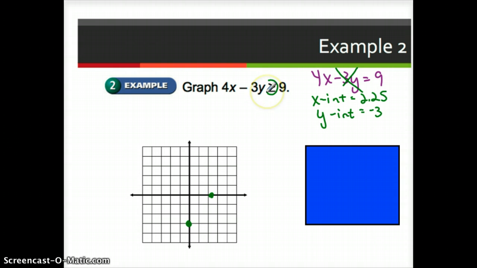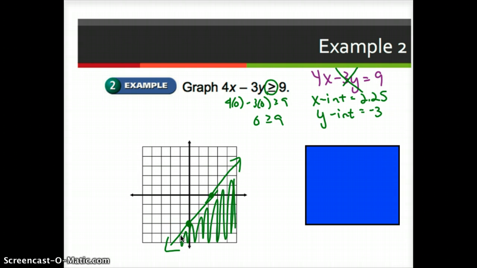And if I look here, it's a greater than or equal to sign, so I'm actually going to draw a solid line this time. Okay, and then I'm going to shade the half plane that makes it true. So if I put in 0 for both x and y, 4 times 0 minus 3 times 0 is greater than or equal to 9. 0 is greater than or equal to 9. Again, that's false, so it's going to be the other side that does not have 0, 0 on it, which in this case is below. Okay, so these would be all the solutions that would make that true.